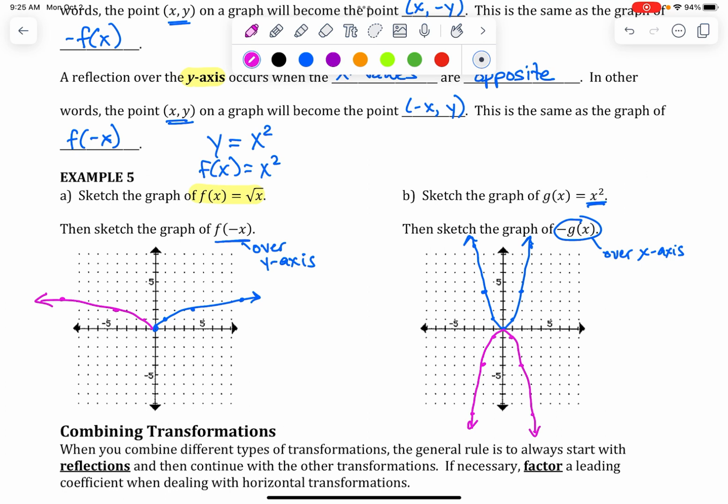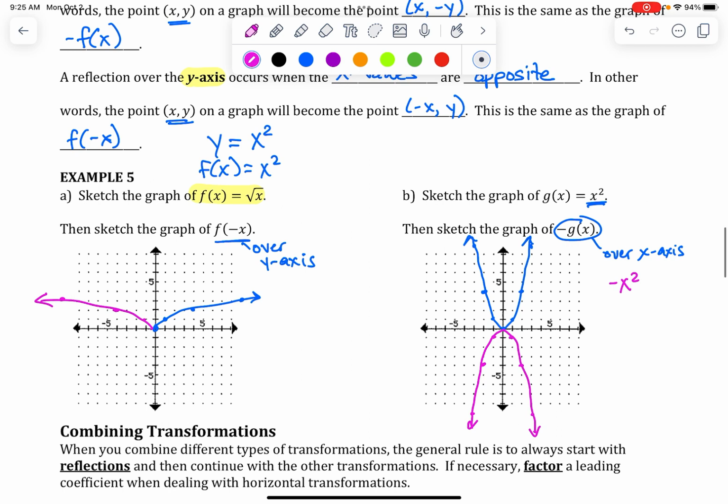Think of this as negative x squared, right? Oh, look at that, it's opening down, like maximums, like we did all of last chapter. Okay? So those are the general concepts. We have translations left and right, up and down. We have stretches and compressions, and we have reflections.